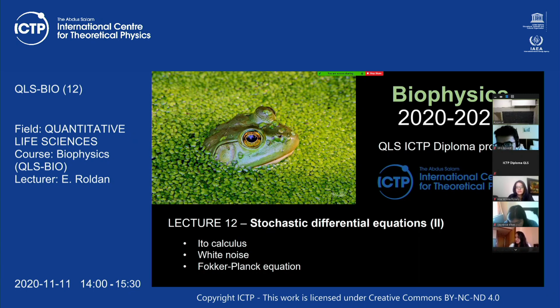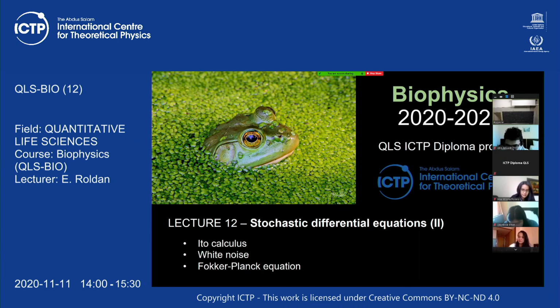Then I will introduce briefly what is white noise. White noise is the most used noise term in physics. We can define it from the Wiener process, as you'll see. And last but not least, I will introduce the Fokker-Planck equation, which is a very important equation in stochastic processes, which can be found as a limit of the master equation.